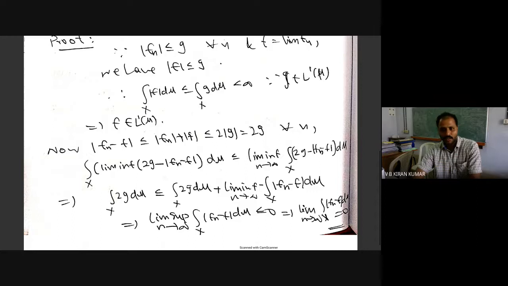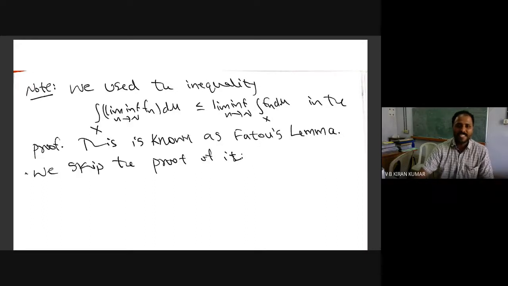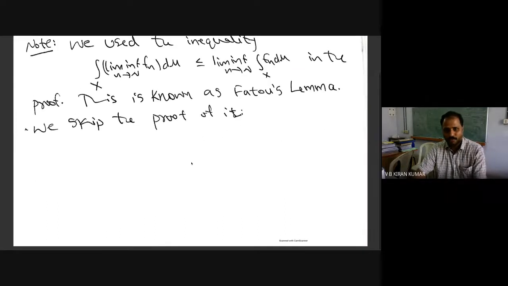This inequality is a consequence of the well-known Fatou's lemma. So let me state that here. I am not going to prove that. That means you can take limit infimum outside, but you will be ending up with an inequality. That is what Fatou's lemma says. Okay, so let me skip that proof for you.